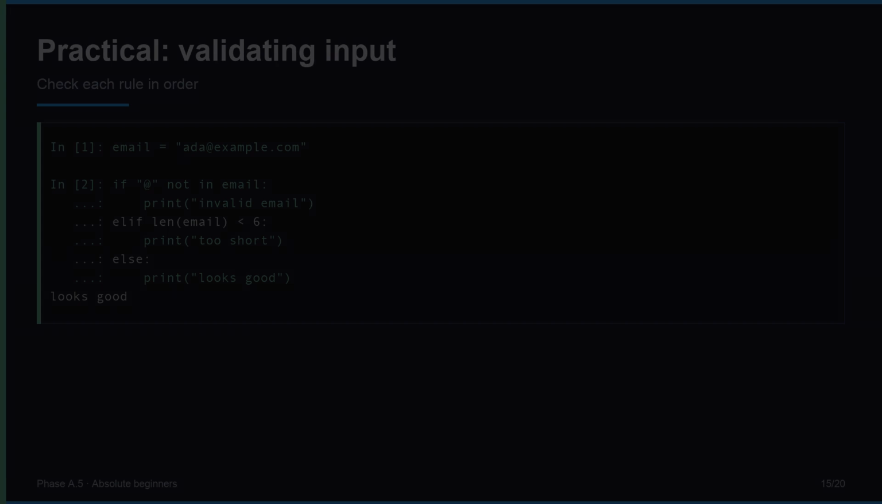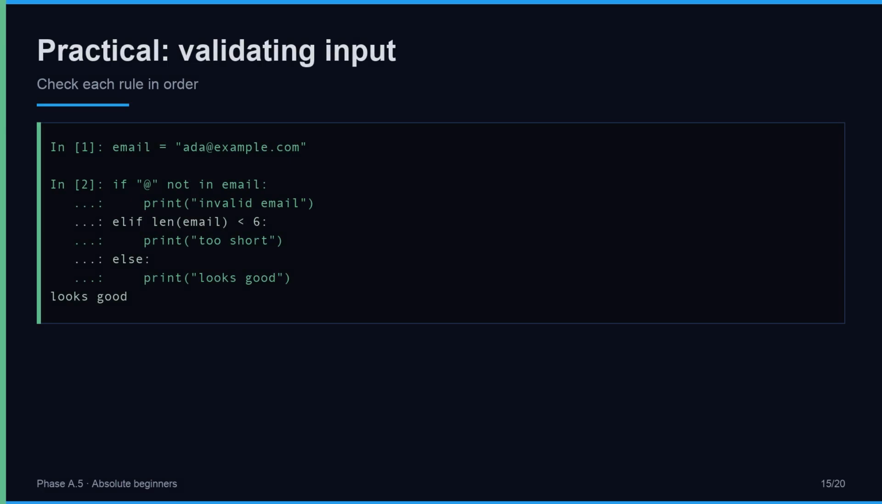Layer your checks. Here is validation. Email equals ada@example.com. If the @ sign is not in email, print invalid email. Elif the length is less than 6, print too short. Else, print looks good. The @ sign is in there, the length is plenty, so looks good prints. Validation is a real-world use of if and elif, check each rule in order, act on the first failure. Real apps validate this way, just with more rules.